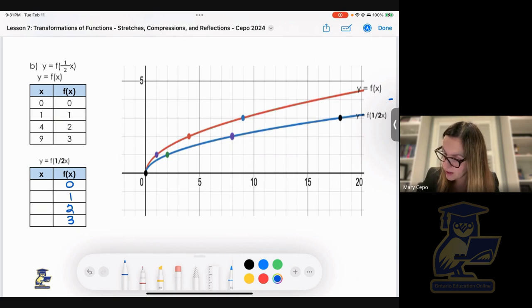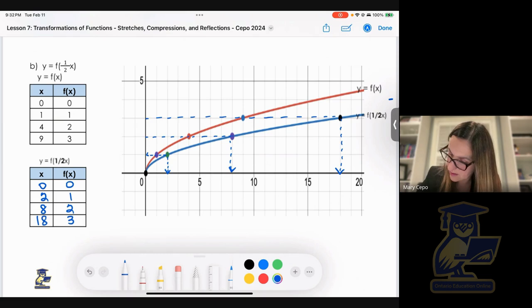In this case, when y is 1, x is 2. When y is 2, x is 8. When y is 3, x is 18. So if we observe the x values, when we're looking at the graph y is equal to f of 1/2 x, each of our x values were multiplied by 2. Interesting.